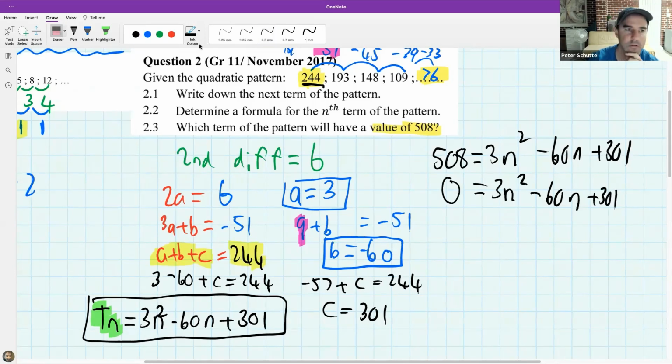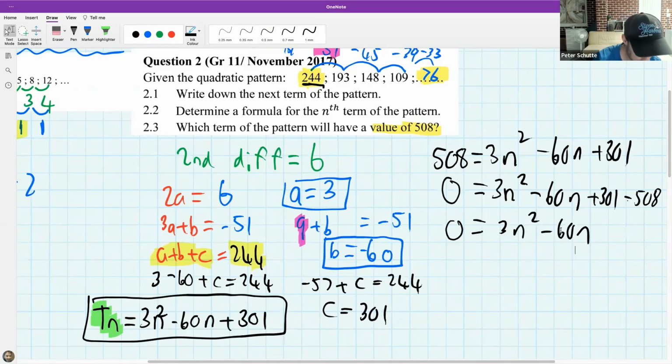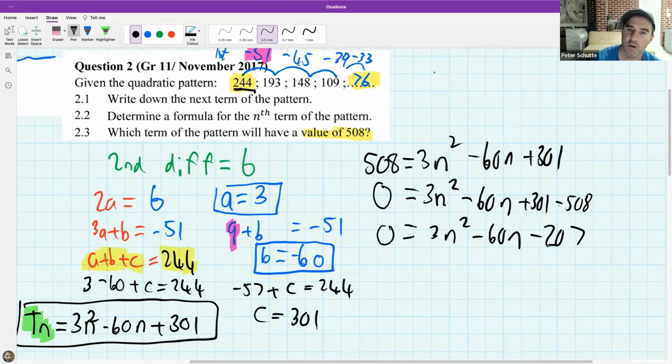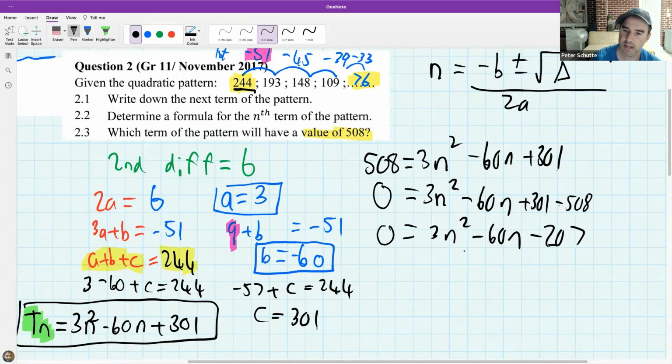Now this is good news. Because I can simplify it further and I get 3n squared minus 60n, 301 minus 508, I get minus 207. And so now what I have to do is solve this using the quadratic formula. If you remember from the earlier lesson, it's looking a little bit like a graffiti wall, isn't it? But earlier in the lesson, I said to you the quadratic formula is just what I call delta. So why don't you start by working out what n is? And then I want to see those answers coming through in the chat.